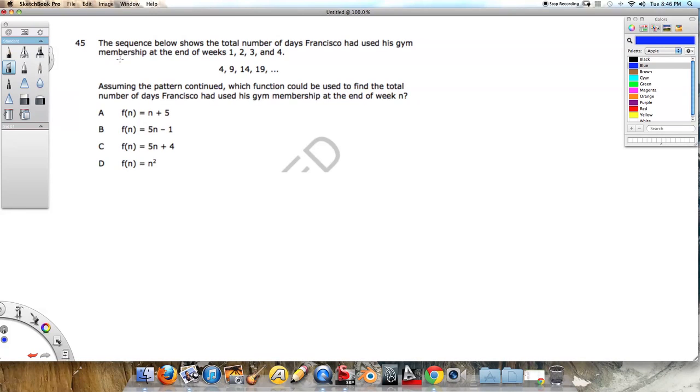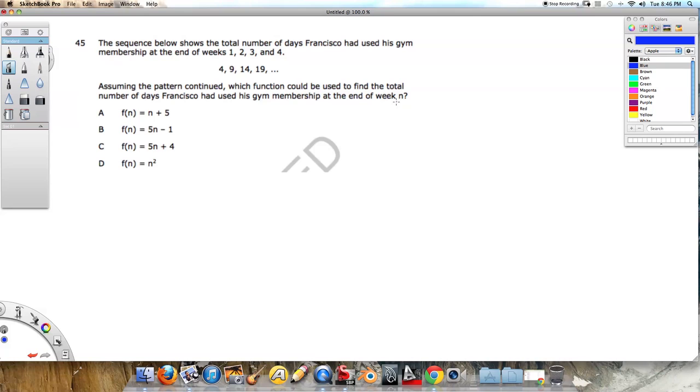Alright, question 45 says the sequence below shows the total number of days Francisco had used his gym membership at the end of weeks 1, 2, 3, and 4. Assuming the pattern continued, which function could be used to find the total number of days Francisco had used his gym membership at the end of week N? So we're trying to use this pattern to predict the number of days Francisco had used his membership at the end of week N.